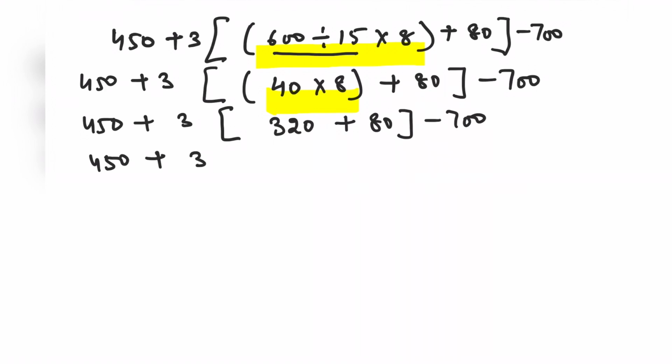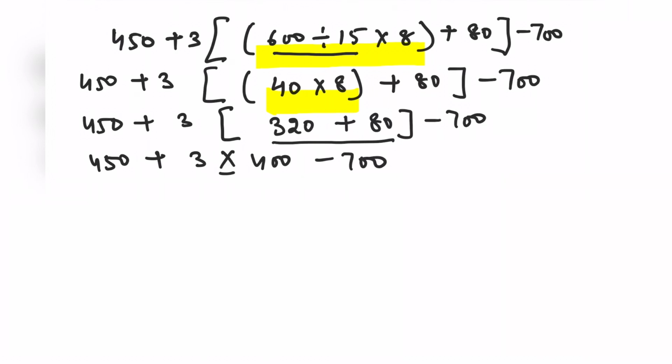For solving this bracket, 320 plus 80, we will add these numbers, 320 plus 80, 400. But before it, we have to remove this big bracket because there is one number, 400. Then we will put the sign of multiplication between these numbers, this one.